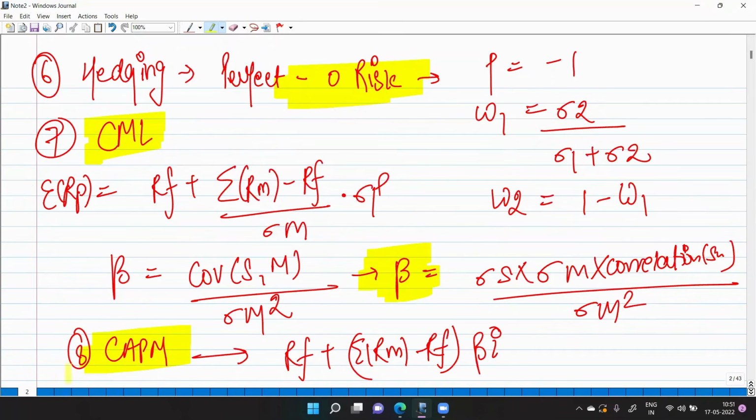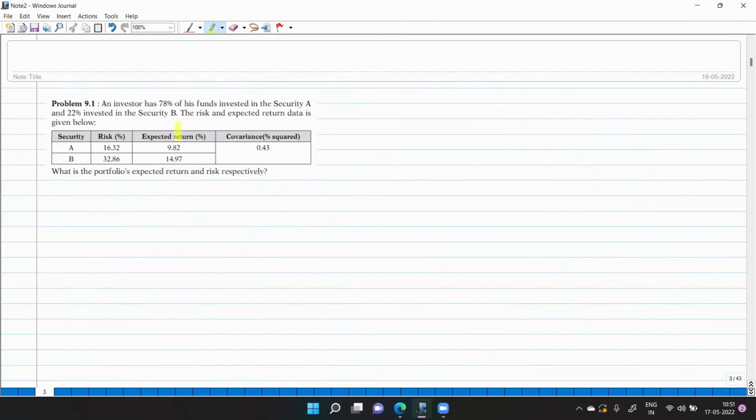These topics have been covered in part 1 and part 2 of portfolio risk and return. Today we will be covering only the practical questions. Now let's do the first question.